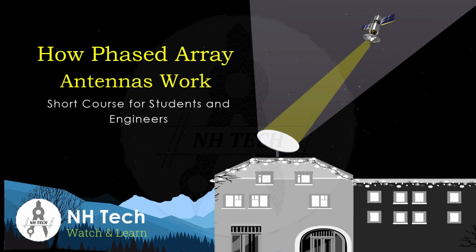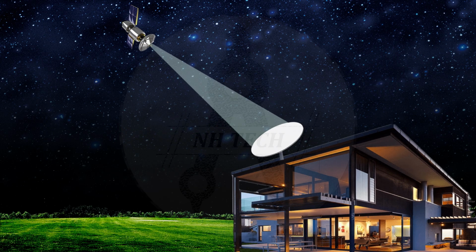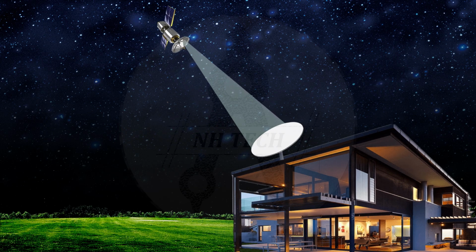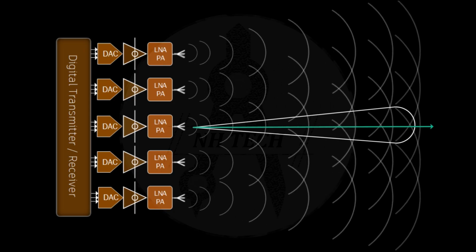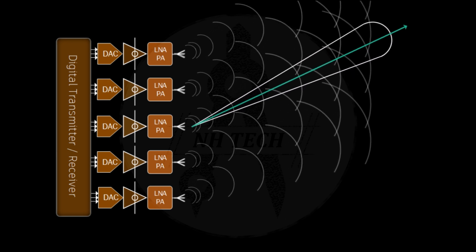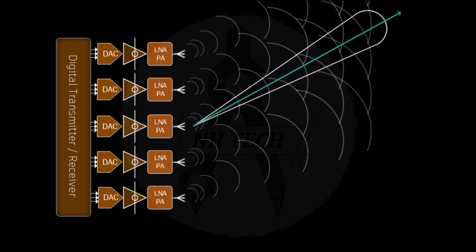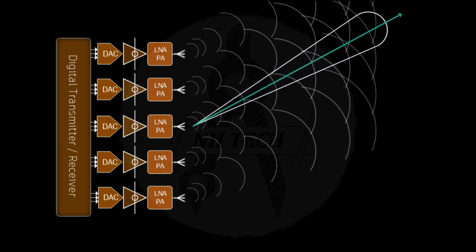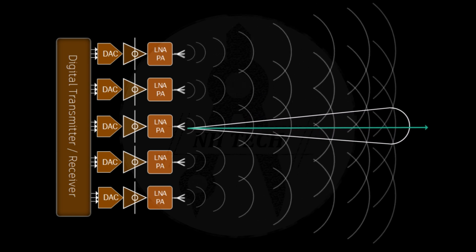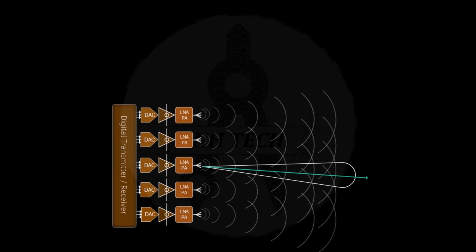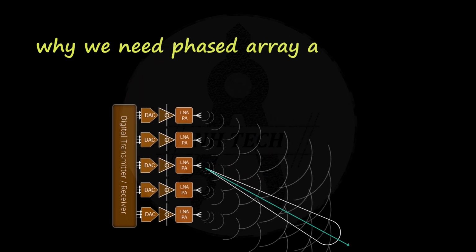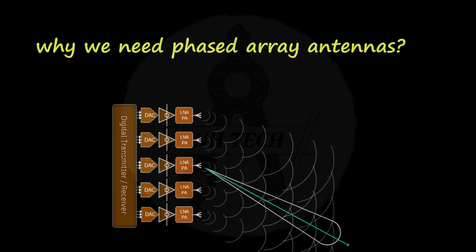Phased array antennas are one of the most powerful technologies behind modern wireless communication systems. From advanced radar to 5G networks and satellite internet, they allow antennas to steer beams electronically without any mechanical movement. In this video, we'll understand how phased array antennas work in simple terms and then connect that understanding to a real-world example. First, let's understand why we need phased array antennas.